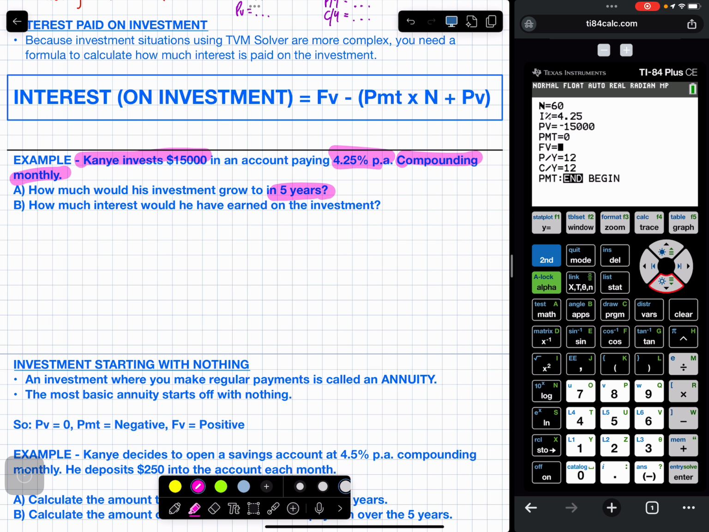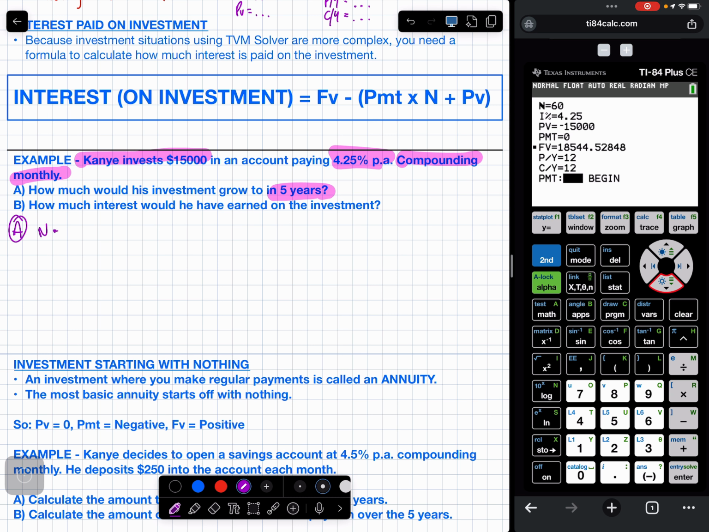So how do I use TVM Solver? Put all the data in, highlight the thing that I want, which is FV. Can you see a green button on your calculator? What does that green button say? Alpha. Can you see in green above enter, it says solve? That's what I want to do. I want to solve FV. So press alpha and press enter. And that tells me that Kanye's 15 grand is going to grow to $18,544.53 after 5 years.